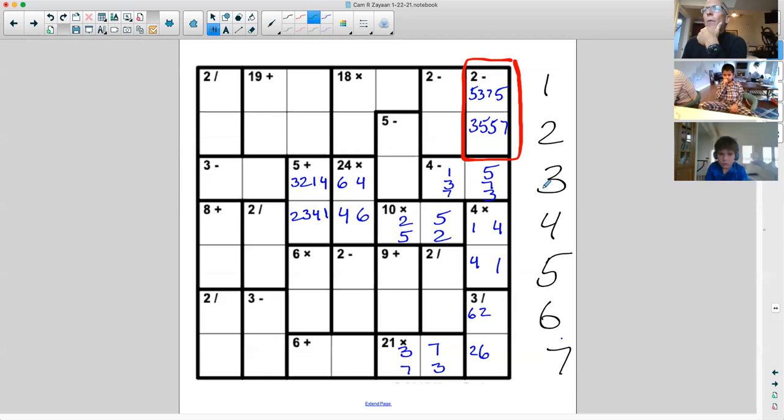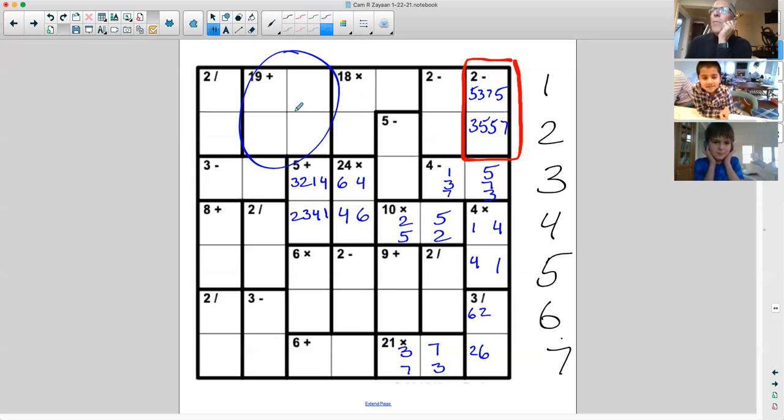Now, I wonder if you guys could choose the next one that might be really helpful. Maybe you should choose, how about 5 minus? That might be an interesting one. But we haven't used plus for a long time. The 19 plus is going to be really hard because there are 4 boxes, and so there are so many combinations. Why don't we try the 5 minus?